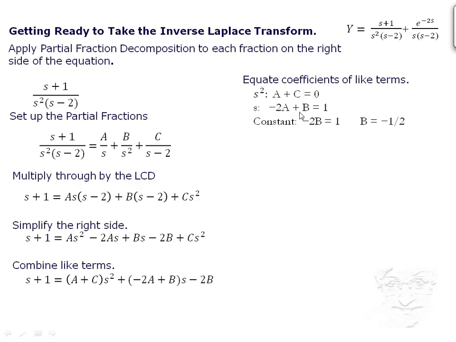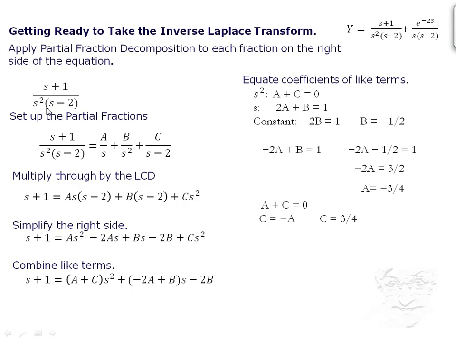Then I can use b equals negative 1/2 to solve for a. If I add 1/2 to both sides, 1/2 plus 1 is 3/2. It'll give me negative 2a equals 3/2. Divide by negative 2, and you get a equals negative 3/4. Then knowing that a is negative 3/4, I can solve for c. Notice that c is equal to negative a, and if a is negative 3/4, then c is 3/4.